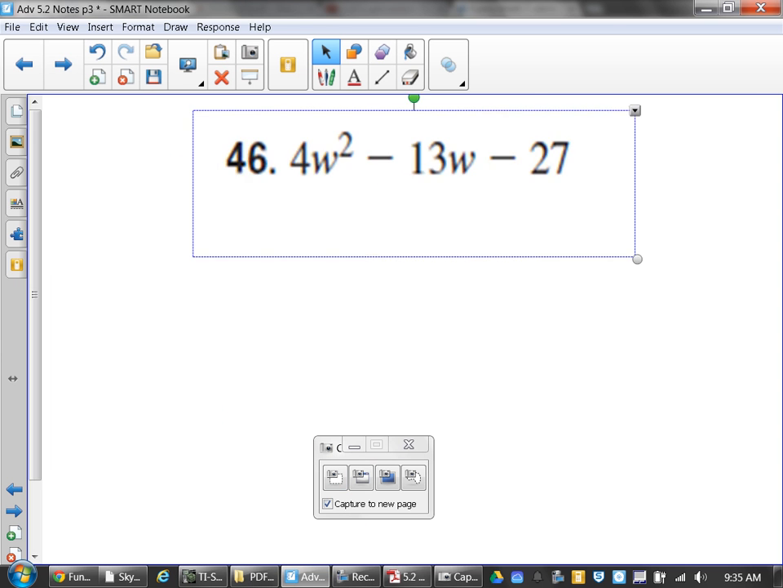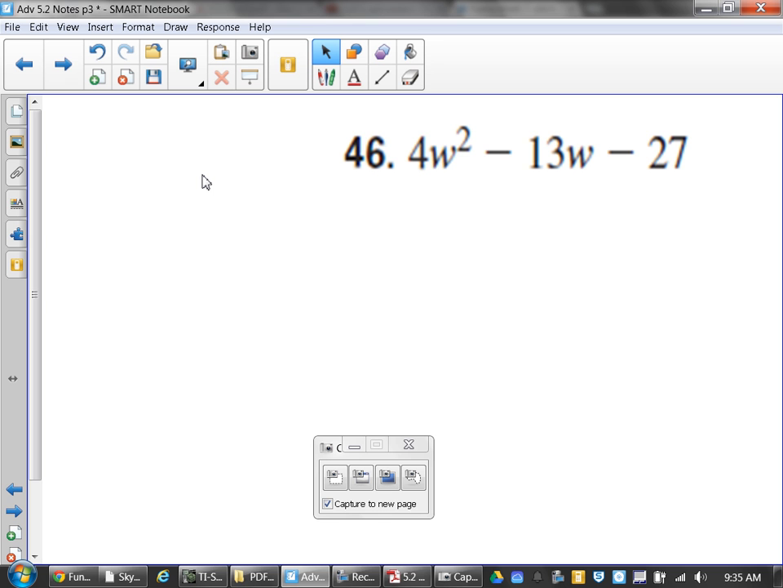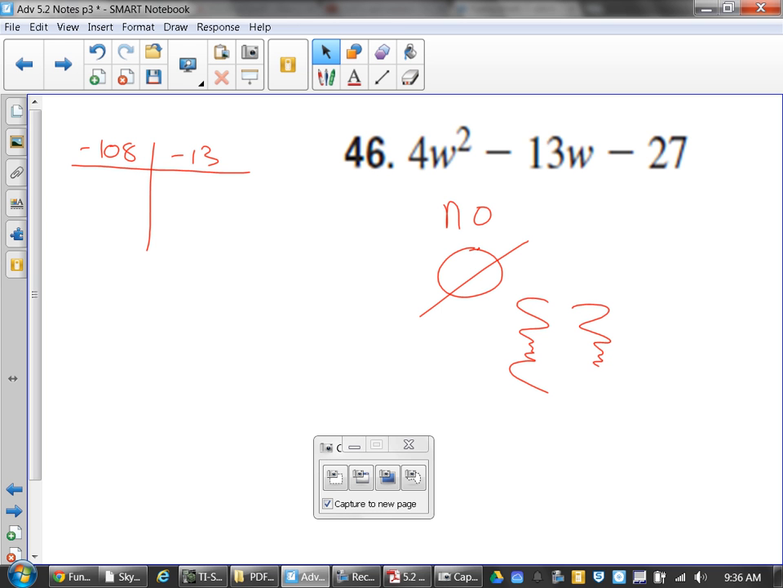Ooh, this one's nasty. 4 times 27, so that'd be what, 54, 108? What times what is negative 108, but yet you add together to get negative 13? Nothing. Nothing? Yeah. So, no solution. Yeah, it's fine. Say no. Looks like a man wearing a hat. Empty set, no solution.